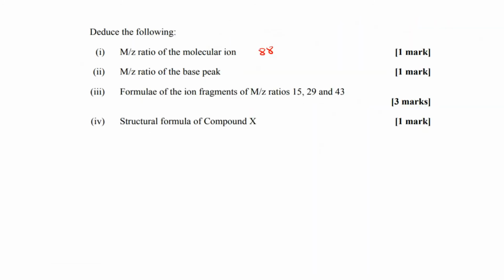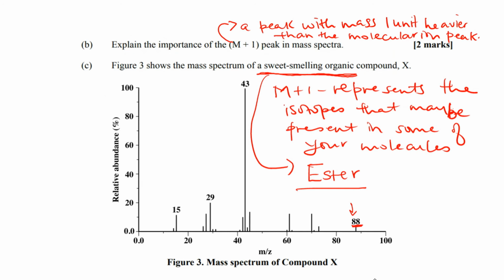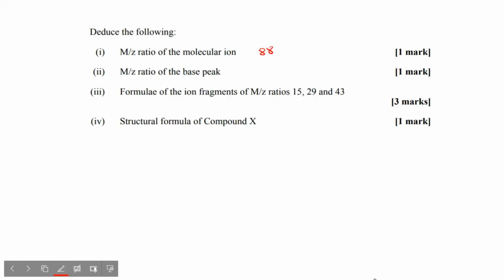Then it says the mass charge ratio of the base peak. Now the base peak is the most stable fragment. Remember in ionization, when the electrons hit the molecules of your sample, it breaks apart into fragment ions. Now the most stable fragment ion is known as your base peak. If it's the most stable, it would be the one with the highest quantity, the highest relative abundance. So your base peak in this case would have a mass charge ratio of 43.